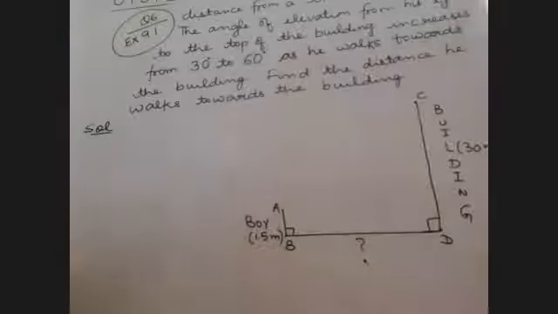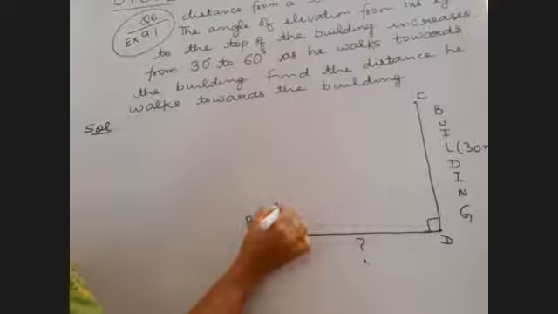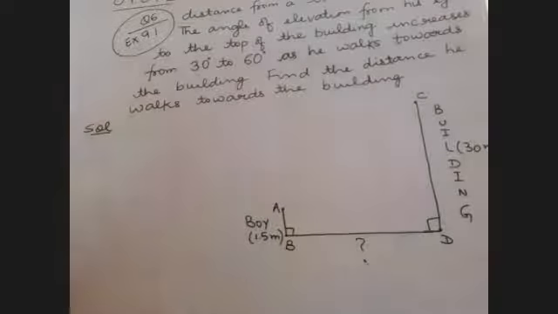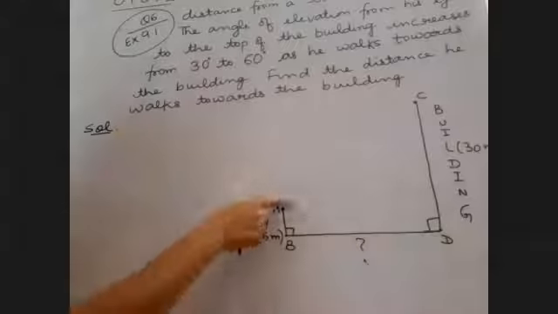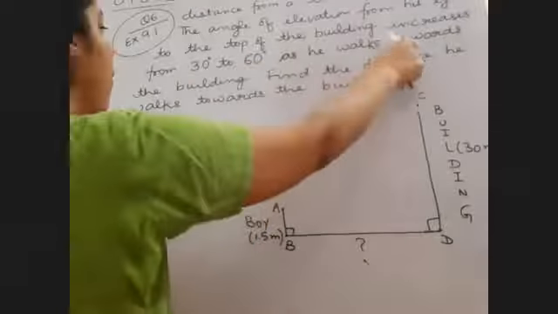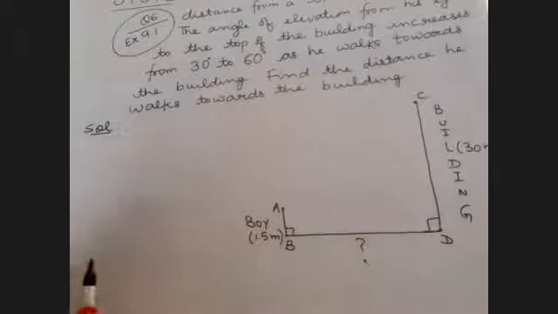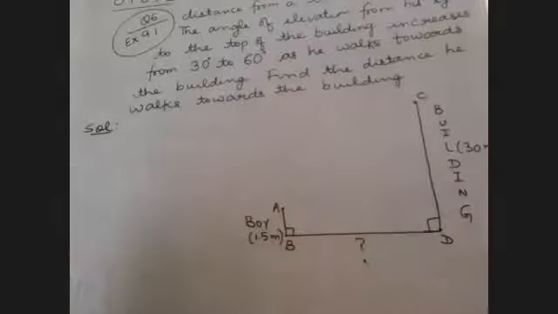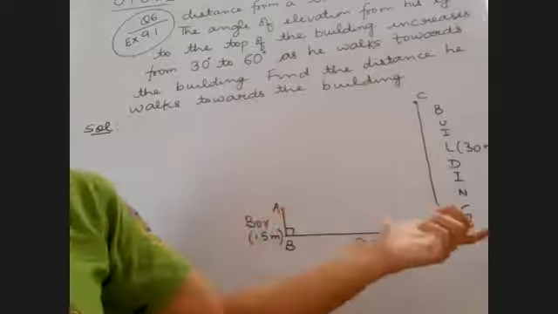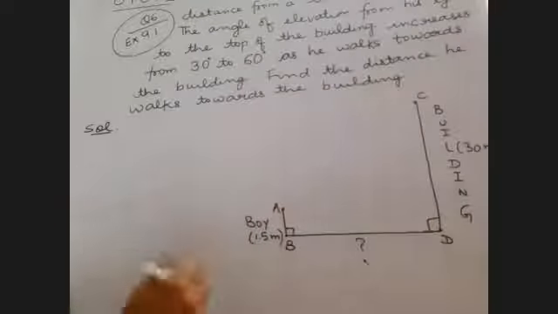Now, the angle of elevation from his eyes to the top of the building, that is A to C, increases from 30 degree to 60 degree as he walks towards the building. In this question, we are clearly given that as he walks towards the building, the angle of elevation is increasing. Even if it is not mentioned, you should know by common sense.